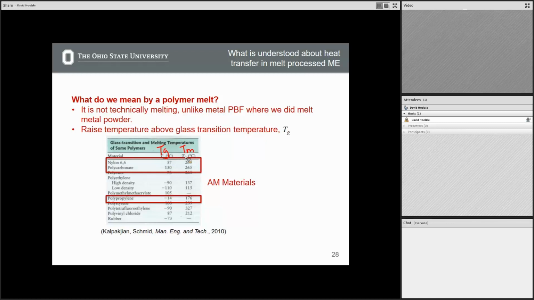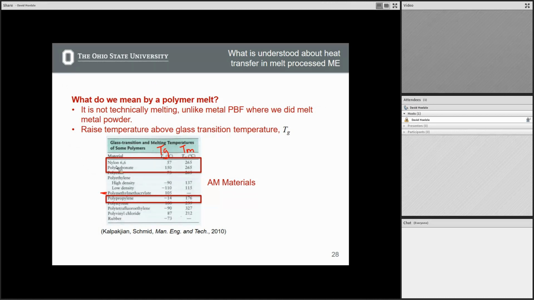It's also important to note that not all polymers have a melting temperature. If there is essentially zero crystalline component in that polymer, you can't get it to melt. You can definitely get it above its glass transition temperature. This is just coming from a textbook, looking at glass transition temperatures and melting temperatures of different polymers. For instance, PMMA, not a very typical additive manufacturing material, did not have a melting temperature associated.